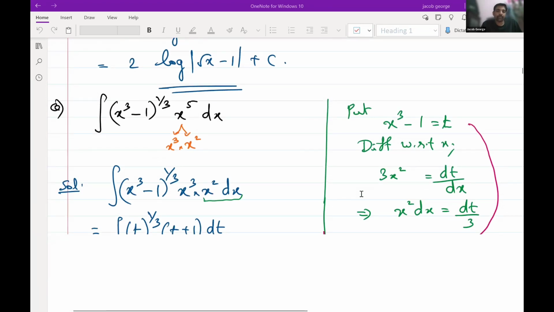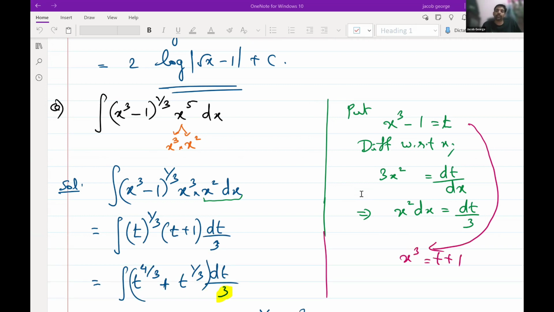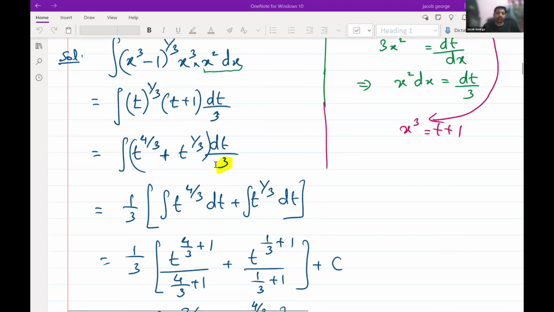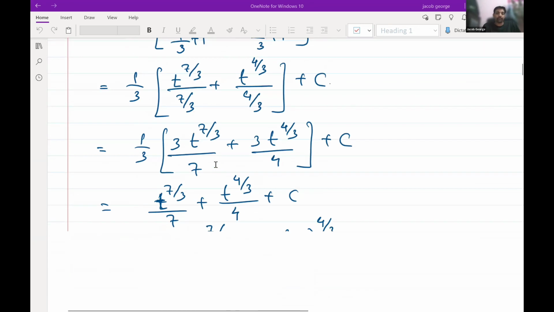Here, we have to separate x raised to 5 as x cube into x square. Then we put x cube minus 1 is equal to t. Then derivative, we get 3x square dx is dt, or x square dx is dt by 3. And the x cube we can substitute as t plus 1. Now, are you understanding that substitution in the next step? Yes, sir. Then we open the bracket and then it is a normal integral, okay? X raised to n form.